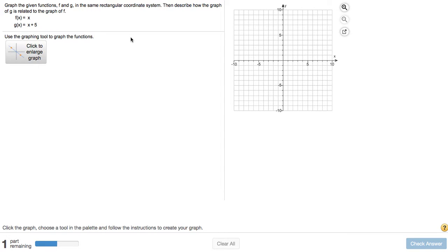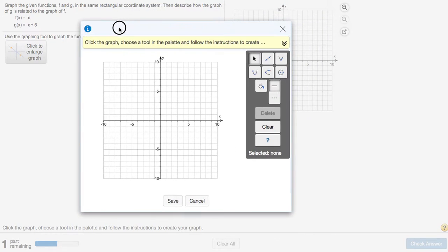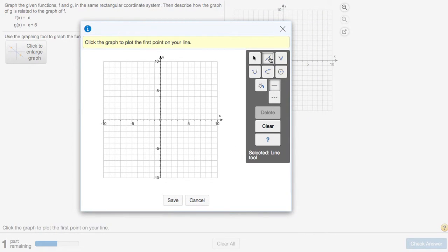To solve this problem, we want to graph the functions f of x and g of x in this xy plane at the same time. So to do that, I'm going to click here to enlarge the graph, so I get this. And I'm going to use the line tool since I know both of these equations are linear.